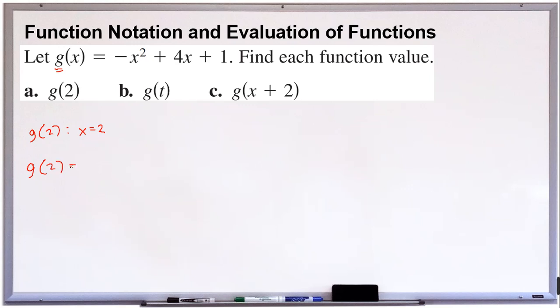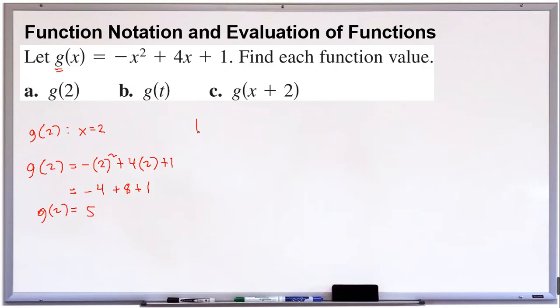So you have g of 2 is equal to negative of 2 squared plus 4 times 2 plus 1. What I did here is that I have just substituted the value of our x into our given function. Next is to simplify this one. So we have negative 2 squared is 4 plus 8 plus 1. So that is positive 5. So our g of 2 is indeed equal to 5.